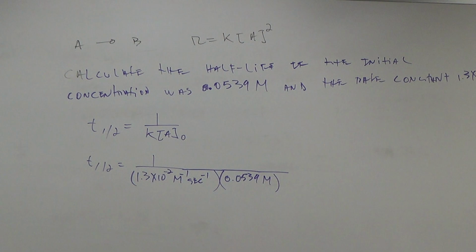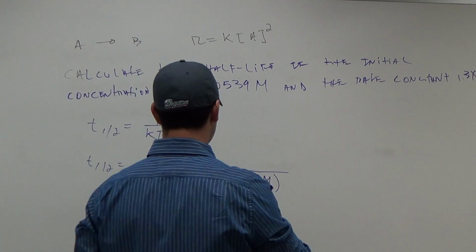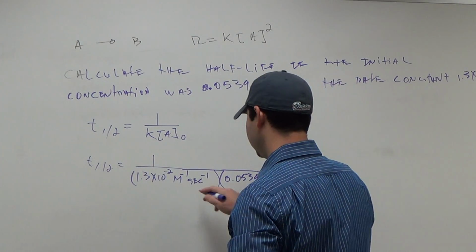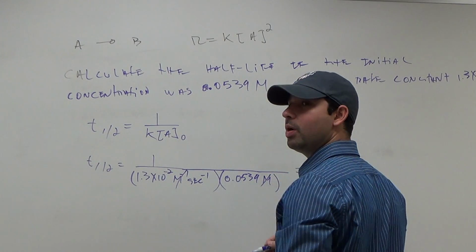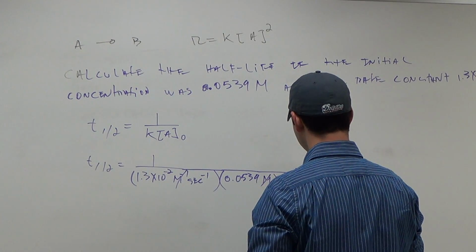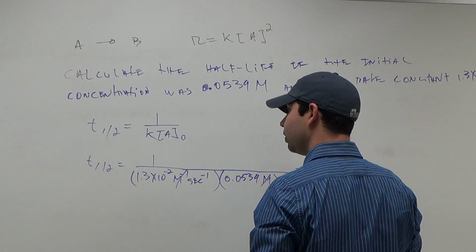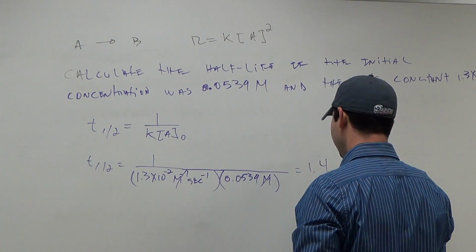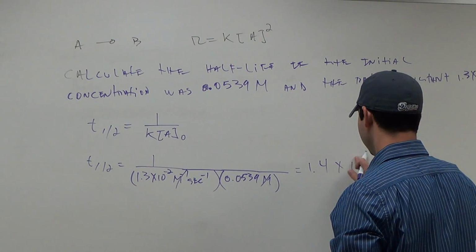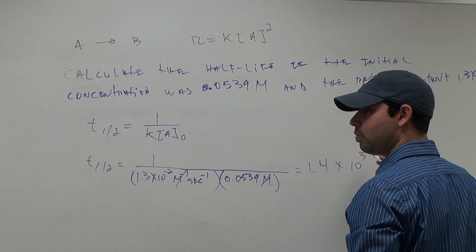What's this equal to? 1.416 times 10 to the 3. Does this molarity cancel out with this molarity? Yes, it does, yes? What did you say it was? 1.416 times 10 to the 3. Let's just leave it at 1.4 times 10 to the what? To the third.